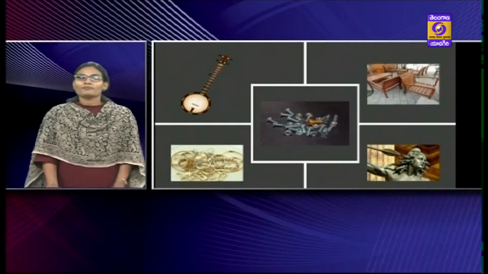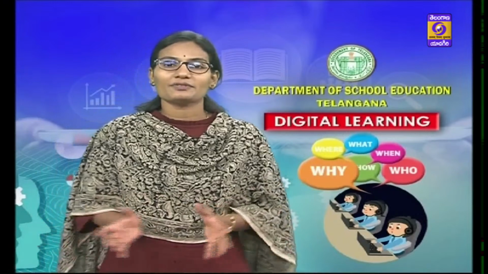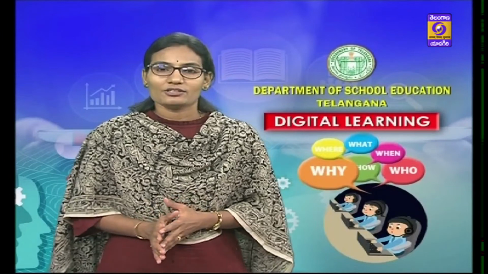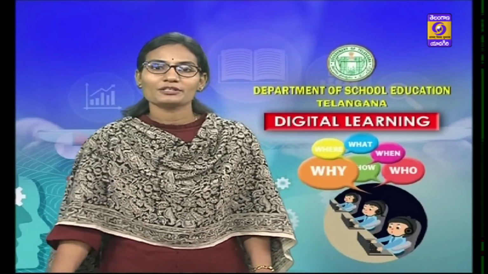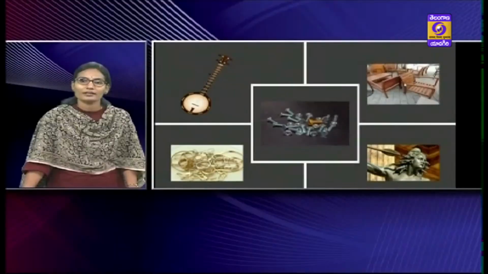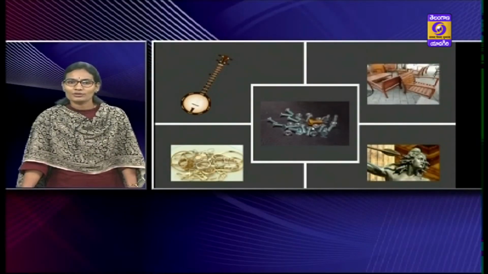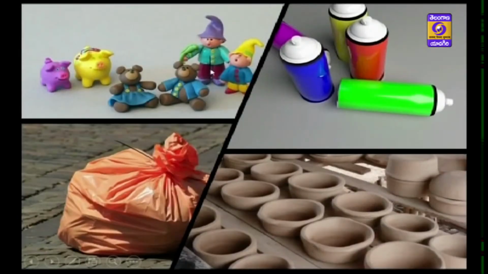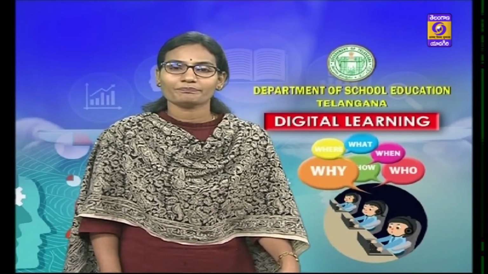So children, we observed various articles which are made up of wood, metals, clay and plastic. So observe some things given in this picture. A wooden sitar is given here, and the wooden sofa and metal screws, jewelry and metal idol. Next here the clay articles are there, clay toys and clay articles, plastic bottles, plastic toys. Means to change the shape of the materials, we have to apply the force. So these are the effects of force, children.